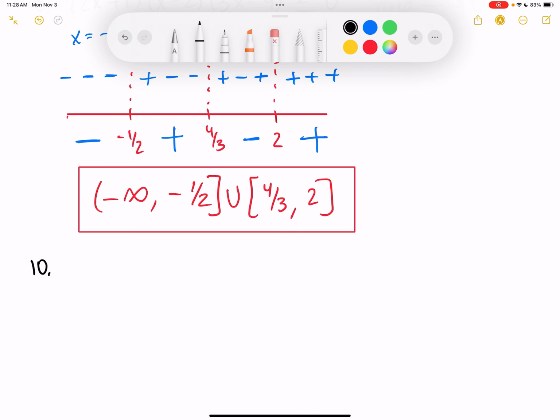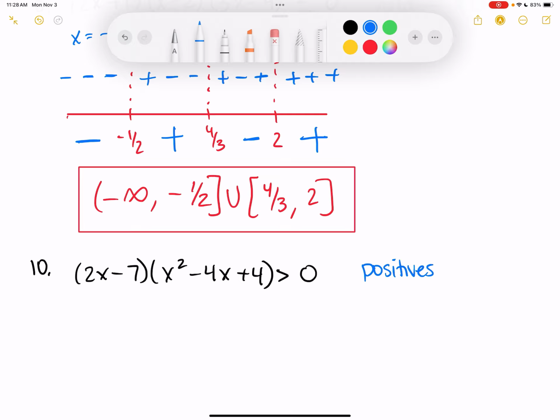Ten. 2x minus 7 times x squared minus 4x plus 4 is greater than 0. So now we only want the positive ones? Yep, so I want positives not including 0. So I would say something like positives only. That would tell me that I only can have parentheses on this.